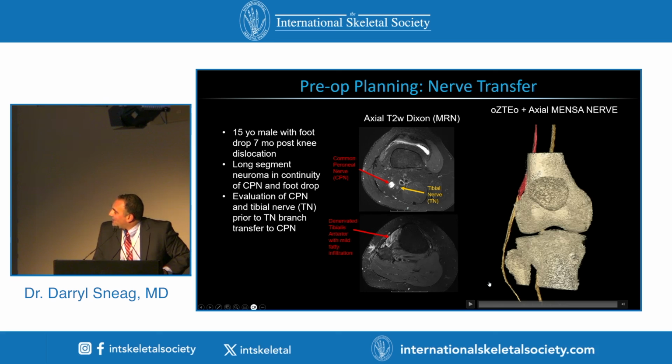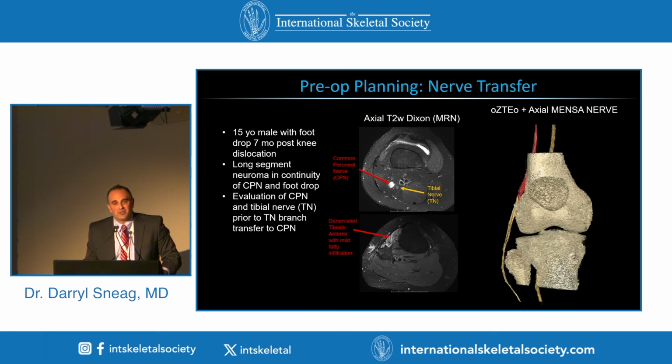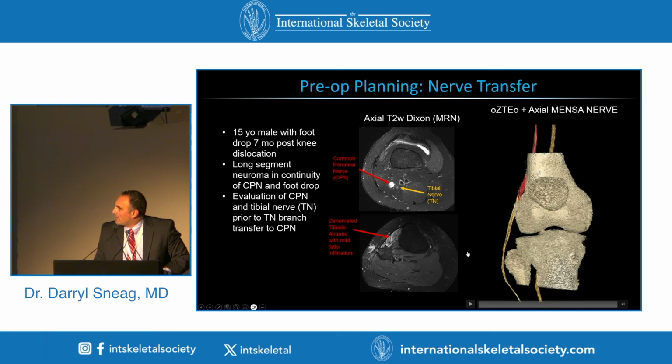And lastly, a 15-year-old male. I really hate seeing these cases, as you might as well. It's usually young patients. They have a knee dislocation. Often it's a football injury. And unfortunately, this doesn't typically end well. This is a long segment loss of continuity of the common peroneal nerve, leading to foot drop.